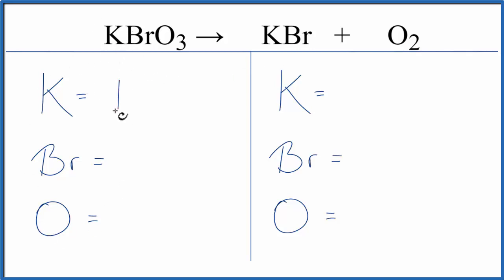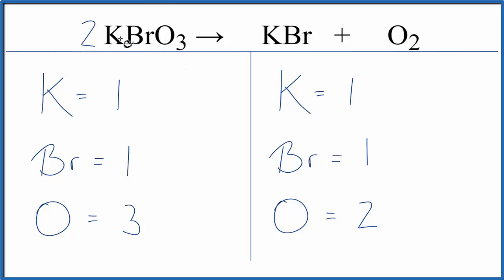We have one potassium, one bromine, three oxygens, and on the product side of the equation, one potassium, one bromine, and two oxygens. When I have an odd number of oxygens here, I like to get this side to an even number, because then I can change the O2 and it should work out. So to do that, I'll multiply KBrO3 by 2.